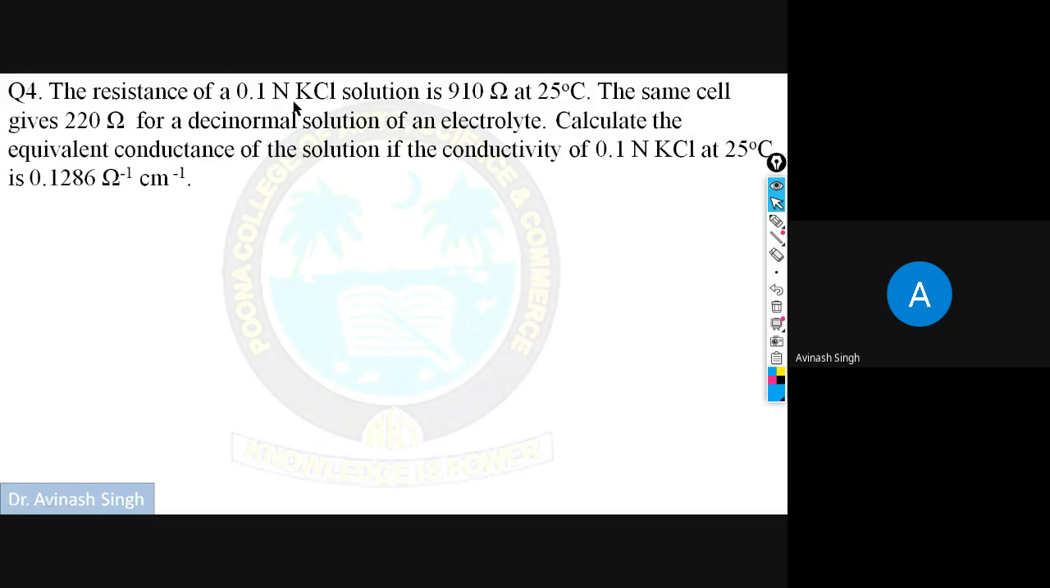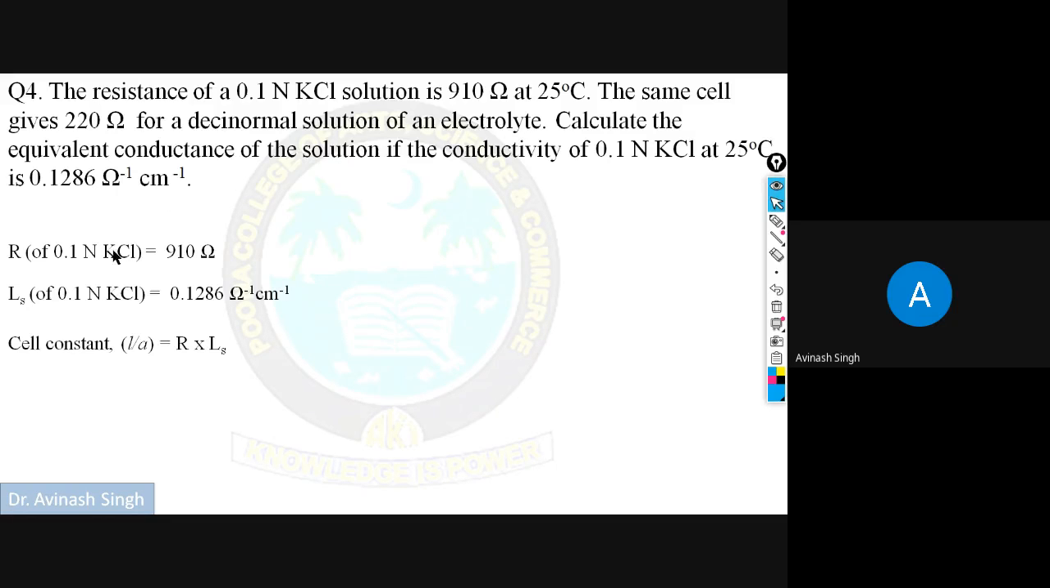Question number 4. The resistance for this concentration of KCl is given to be this much. Its specific conductance is given here. So resistance for KCl is given, specific conductance is given. We find out the cell constant. Cell constant is equal to resistance multiplied by specific conductance. So it is 117.03.